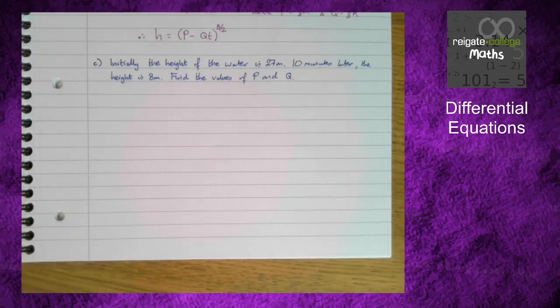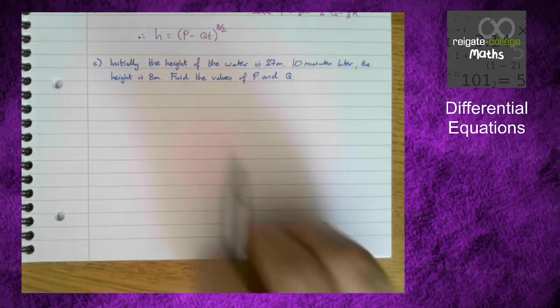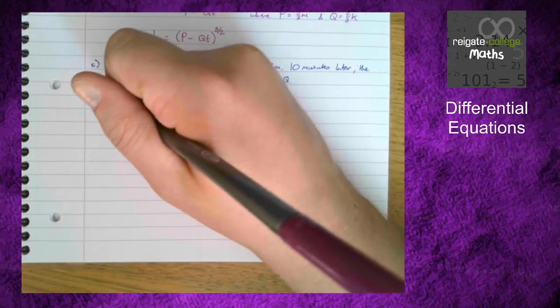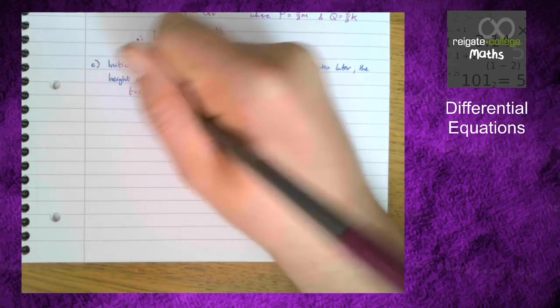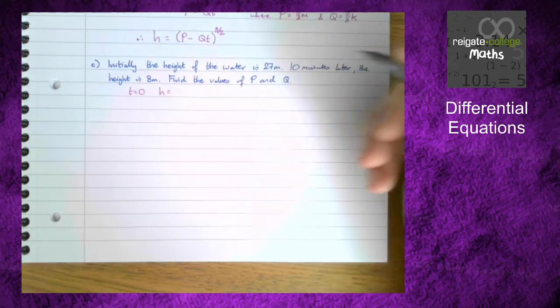So for our part C, we're now given boundary conditions. The important thing with this, compared to things we did in the previous video, is we are given 2 boundary conditions. Why? Because we have 2 constants. So if you have 2 constants, they will give you enough boundary conditions to work out both constants. So let's write them down in terms of the variables that we've got. Initially, when t equals 0, the height is 27.